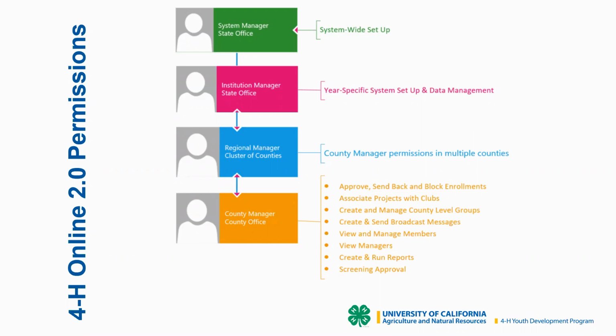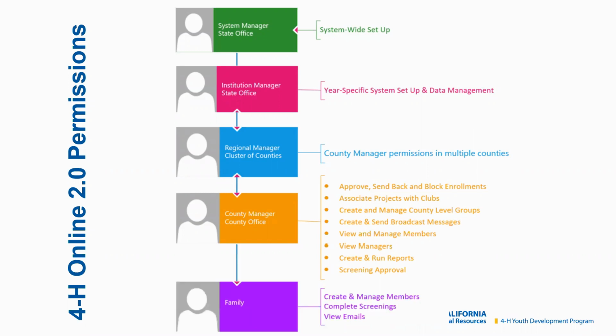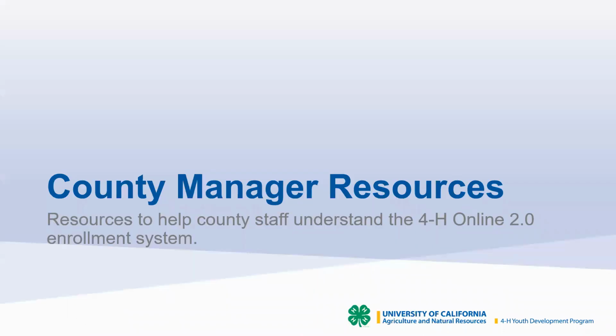Finally, we have the family. These are the end users of the 4-H Online 2.0 enrollment system with permissions to create and manage members, complete screenings, and view emails. Now that we have reviewed the different roles in the system, let's look at resources available for the county manager role.